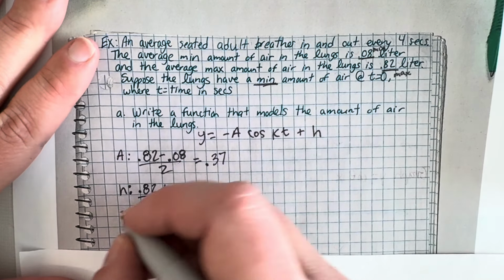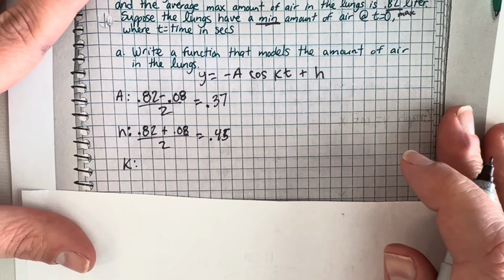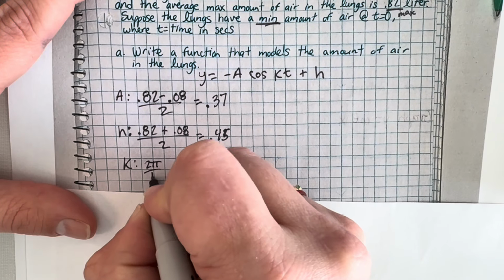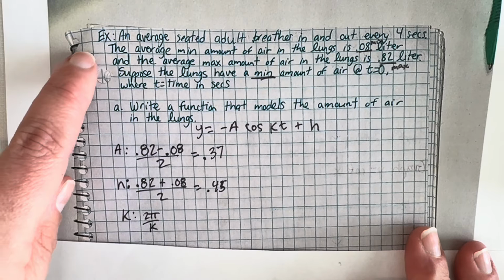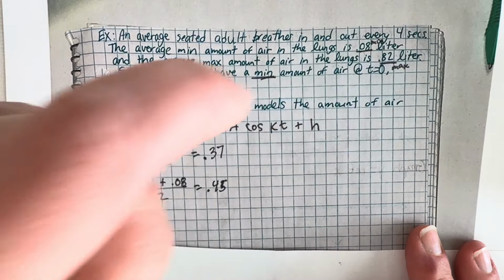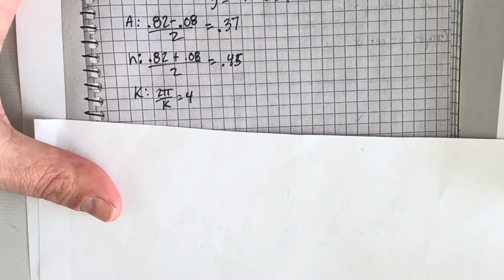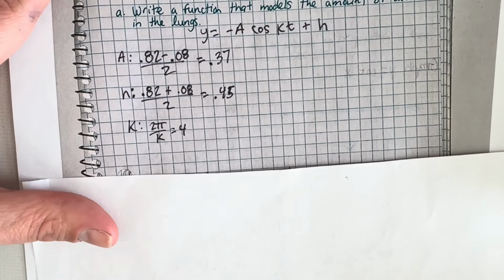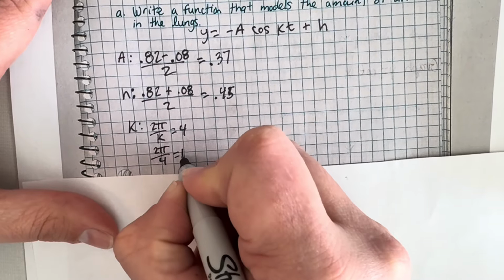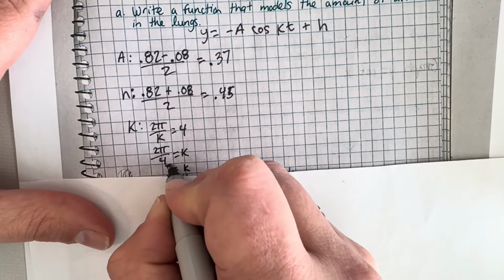And then the last thing I need to find is my K. My K is going to be related to that period, which is 2 pi over K. And up here it tells us that an average adult breathes in and out every 4 seconds. So that is going to be the period of time in which this happened. So that period is 4, and now we need to solve for that K. I'm going to go 2 pi divided by 4, or K is going to equal pi over 2.